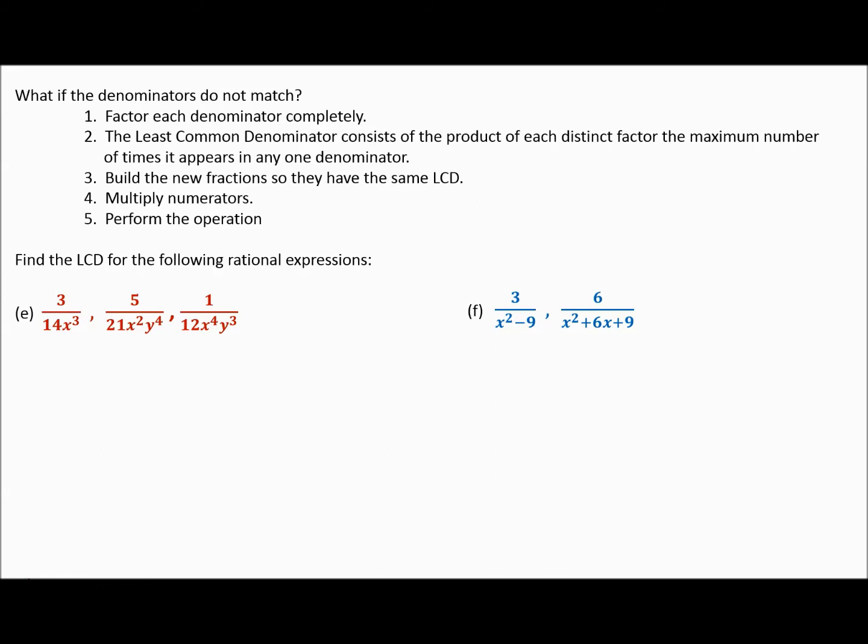You multiply the numerators. You perform the operation. So those are the steps. You will do this every single time. But now these first couple of problems, we're not going to do all those steps. All I want to do is find the common denominator here.